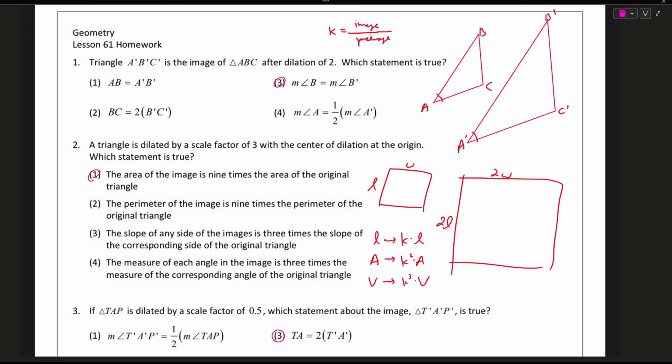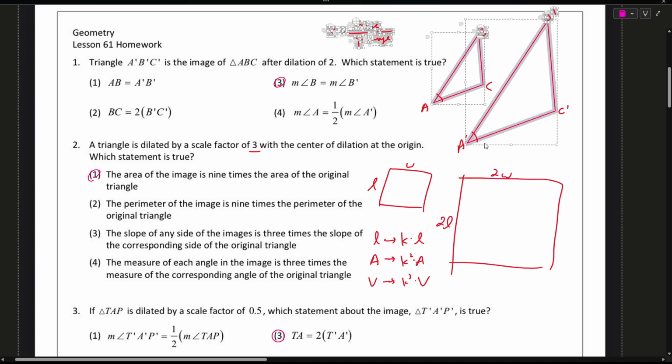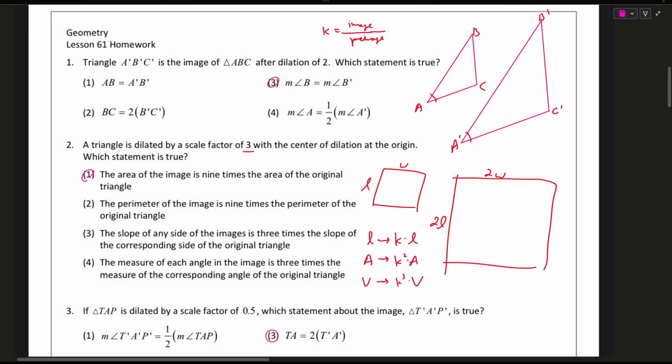So for this question, it says if it's dilated by a scale factor of 3, right, then it means that this is going to be times 3. Maybe I should have done 3. Like this would be times 3, this would be times 3. Oops. And then it would end up being something like 3 times 3, which would be 9 times the old area.